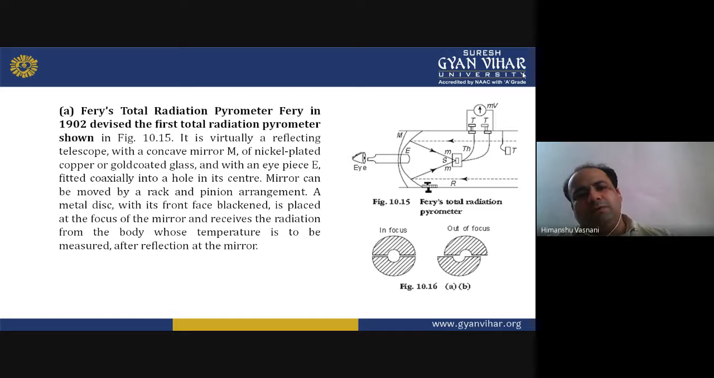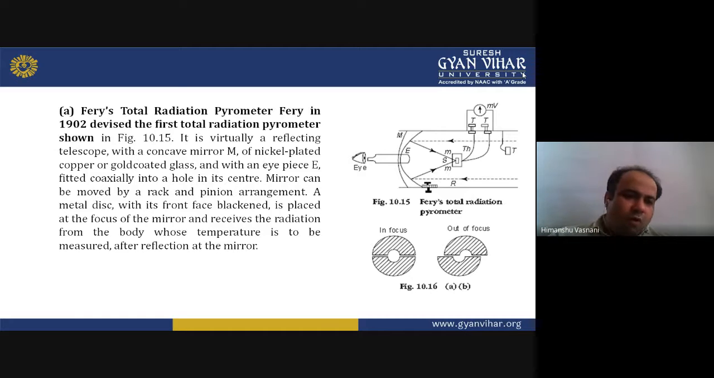Now we discuss Fery's total radiation pyrometer. Fery in 1902 devised the first radiation pyrometer as shown in this figure. You can see on the right hand side. It is virtually a reflecting telescope with a concave mirror M, you can see the capital M written there in the diagram, of nickel plated copper or gold coated glass. It has an eyepiece E fitted coaxially with a hole in its center.